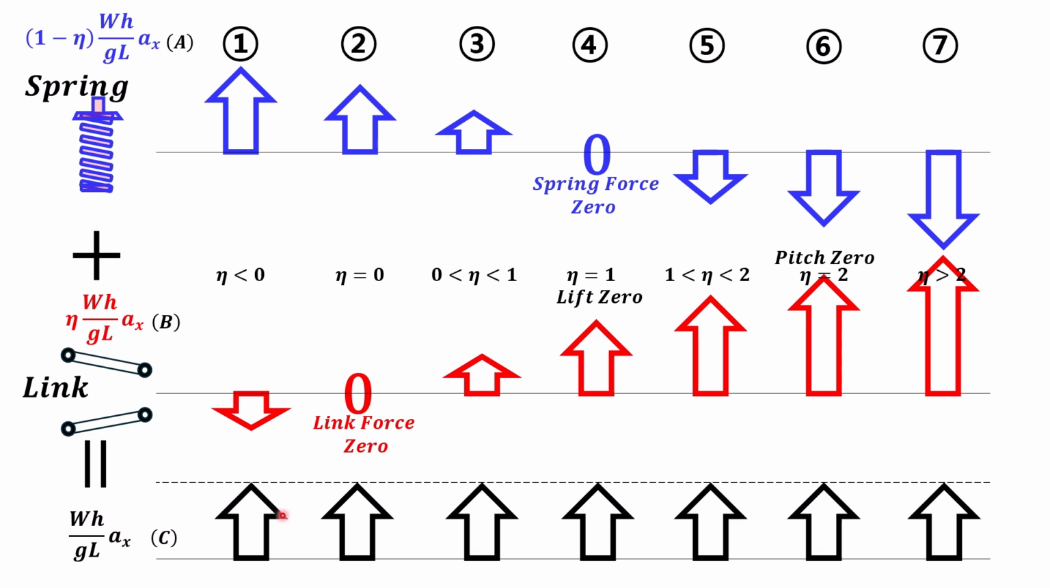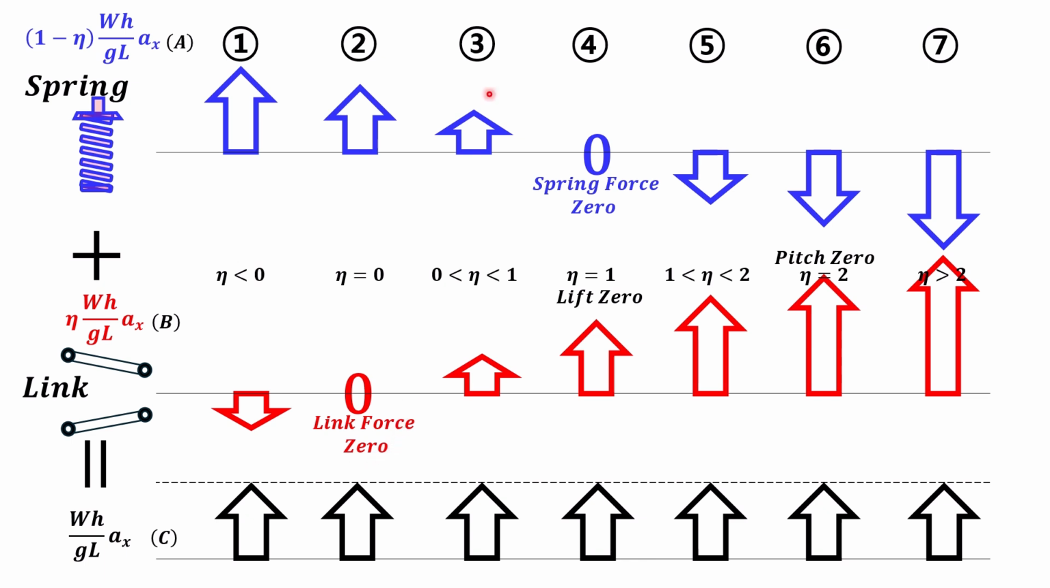By using eta, the ratio of the resultant vertical force of the links to the total load transfer, the vertical force of the spring and the resultant vertical force of the links for the 7 virtual reaction points can be easily analyzed. Number 1 indicates that, if the virtual reaction point lies below the horizontal line of the wheel center, the eta is negative, and the force tensioning the spring is greater than the force compressing the link. Number 2 indicates that, if the virtual reaction point lies on the horizontal line of the wheel center, the eta is 0, and only the force tensioning the spring acts, while the force compressing the link is 0.